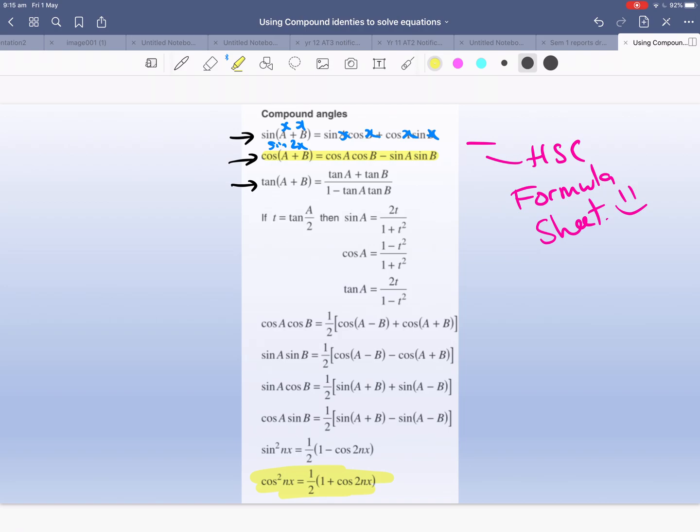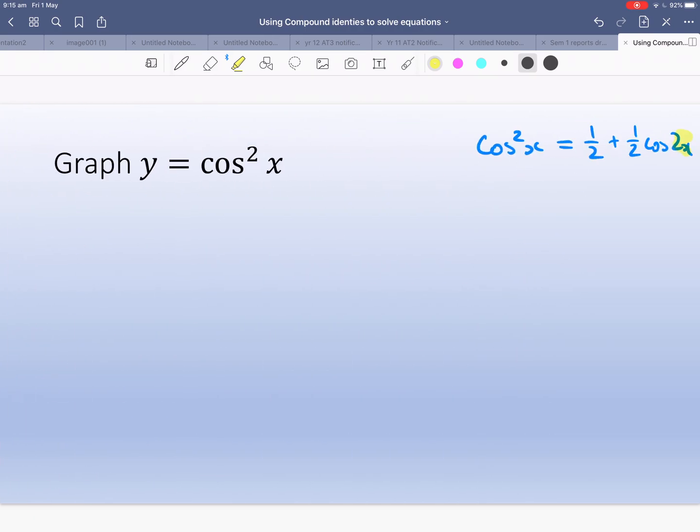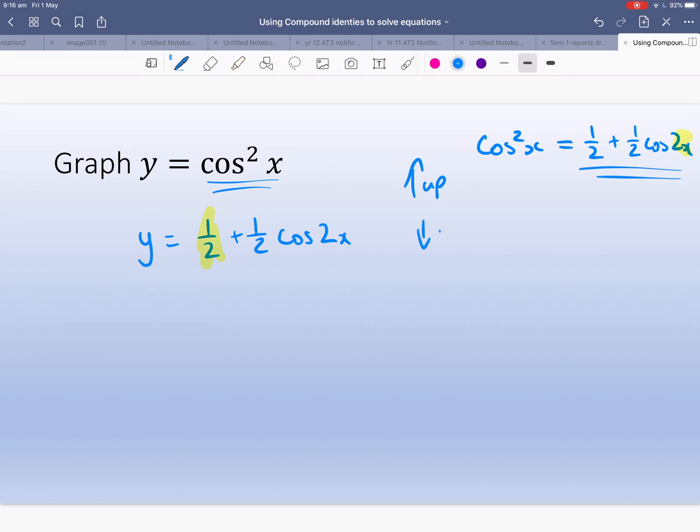So have a look at it, okay? I don't have time to get into the nitty-gritty of it, but we've done this in the past. So instead of thinking about graphing that, I'm going to change it to graph that. So I'm going to go y equals 1/2 plus 1/2 cos 2x. Now, what does a constant do for any function? Well, all it does is that it moves it up or down. So in this case, it's moving it up by 1/2.